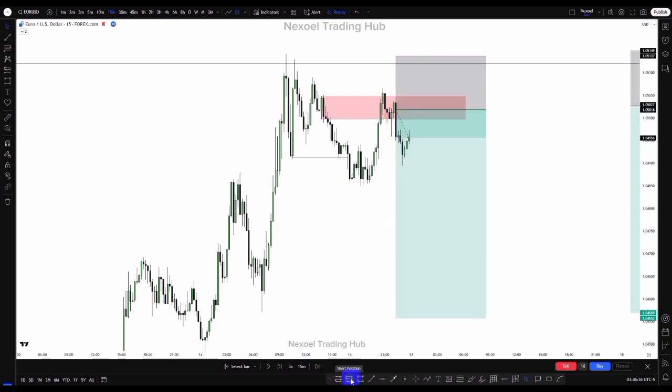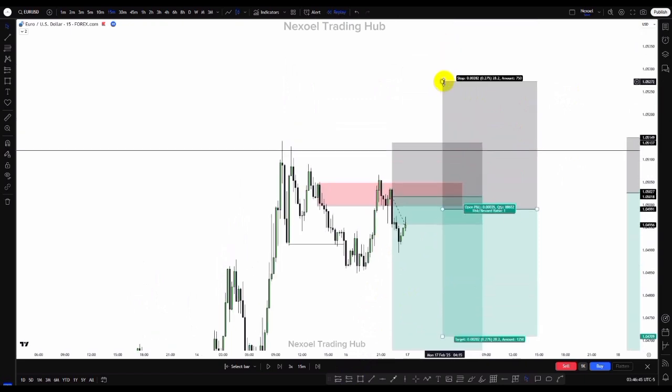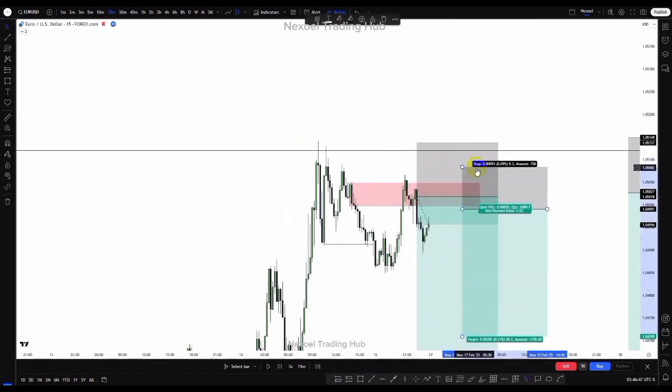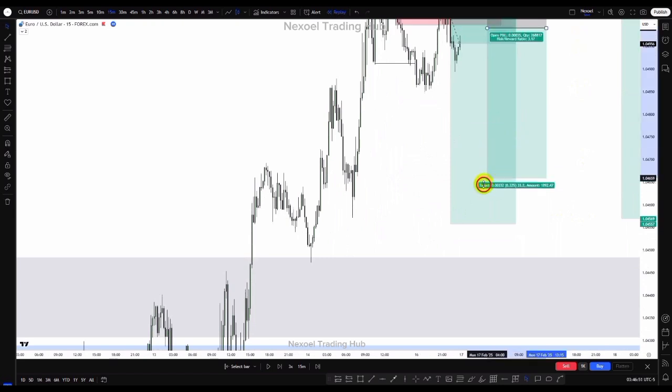So you can also take another short position here. Again, we can take another short position at the main threshold of the fair value gap. Stop loss can just be above the high. And then we have the same target price again to the downside.